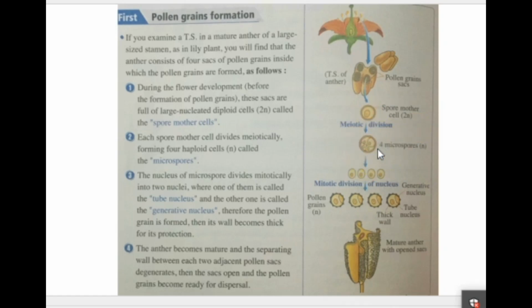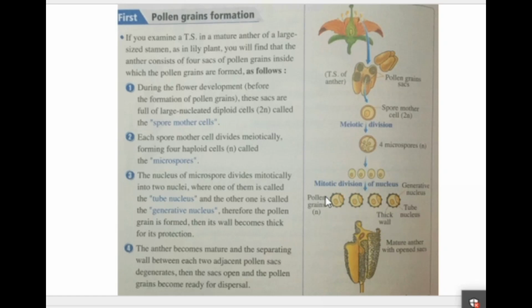So this cell undergoes meiotic division to form 4 microspores with n number of chromosomes. It means the haploid number of chromosomes of the parent cell. And then the nucleus of the microspore itself will make a division. Remember, in the first case, the spore mother cell itself undergoes meiotic division, but here for the microspores, the nucleus itself undergoes mitotic division.